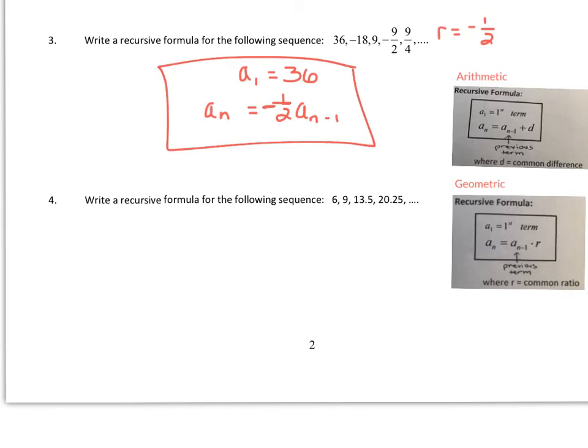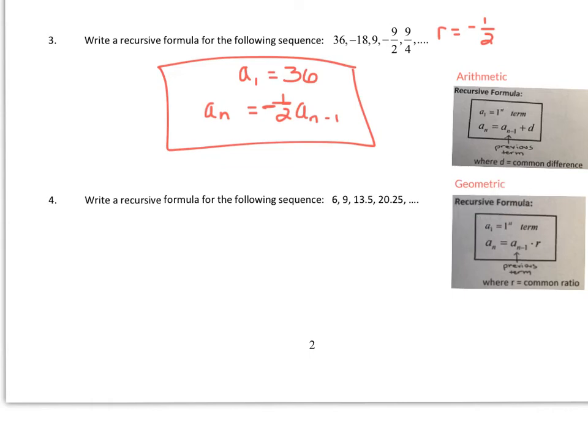Okay, now for number 4. The numbers seem to be getting bigger, but are they going up by a constant? Is it arithmetic? Are we adding to get from one term to the next? Well, I don't think so, because to get from 6 to 9, you're adding 3, and if you add 3 to 9, it's not going to give you a decimal. So it's not arithmetic, so it's geometric.